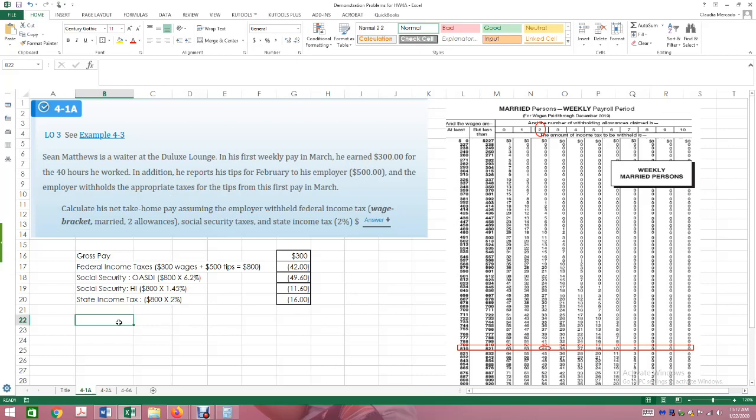Okay, so now I can calculate his net pay. Net pay is what you actually take home. This is what you get to take home and spend. Gross pay is what you earn. Net pay is what you take home.